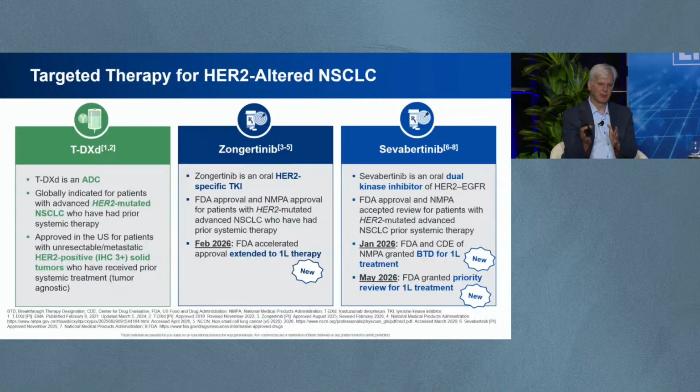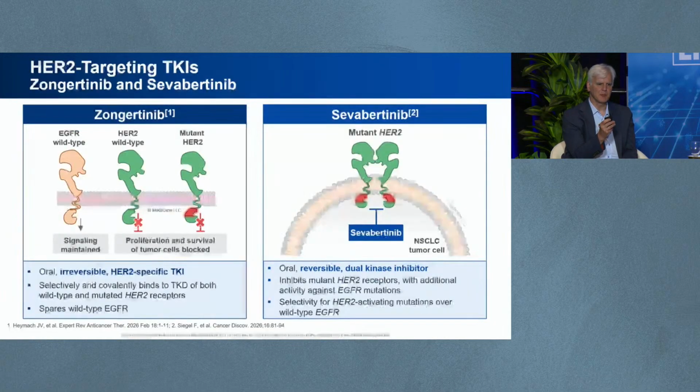And then we have cevabertinib, which is an oral dual kinase inhibitor of both HER2 and EGFR. So in this case, we have 2 TKIs that are quite similar, but they are still different. This is different from the situation of, let's say, tepotinib and capmatinib, some of the other situations where it's very difficult to make a difference between the TKIs. Here, there's a definite distinction.